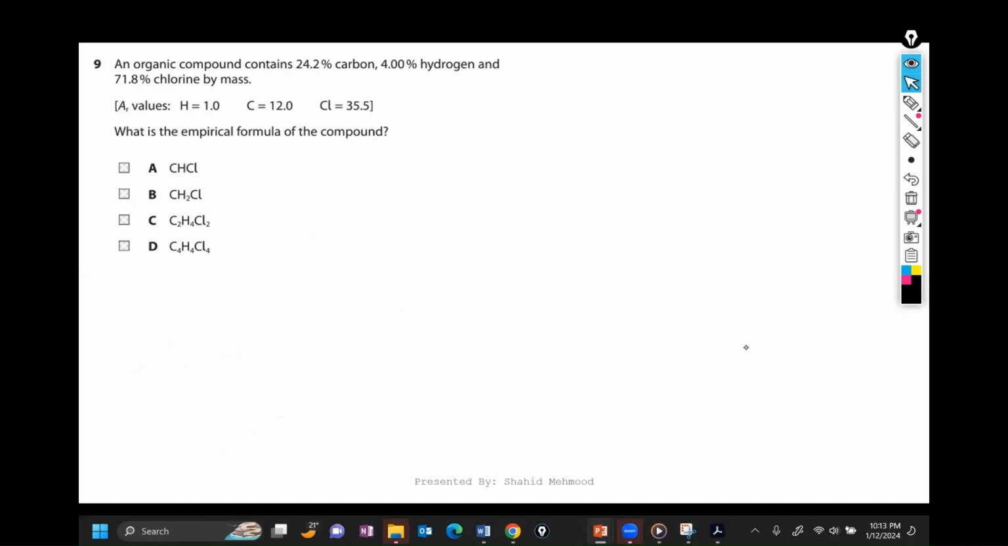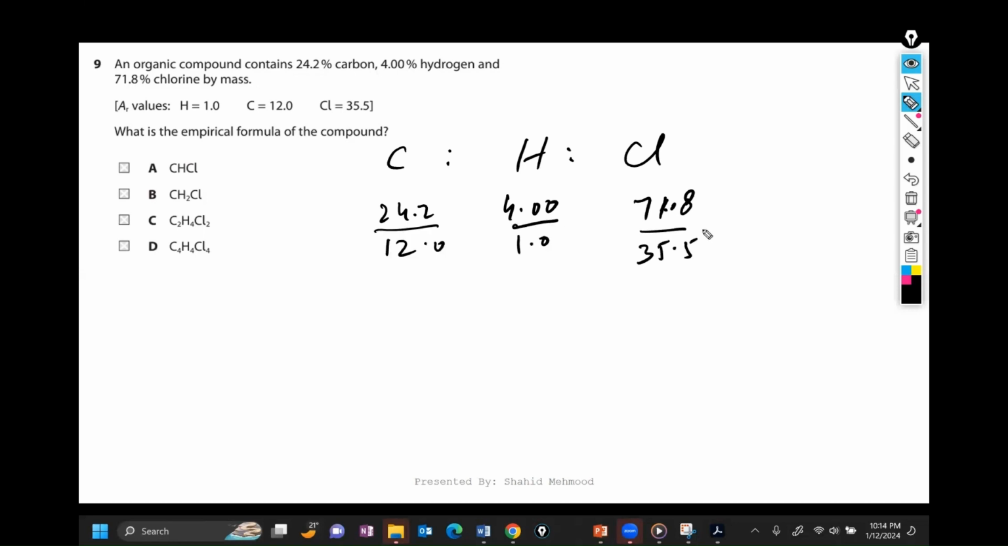An organic compound contains 24.8% of chlorine by mass. Atomic masses are given. What is the empirical formula? Carbon, hydrogen, and chlorine in order, and write their percentages over here under each element. Now, let's suppose the compound is 100 gram. So carbon is this much gram, hydrogen is this much, and chlorine is 71.8 gram. First of all, we will divide this by the respective atomic masses, so to get the number of moles.